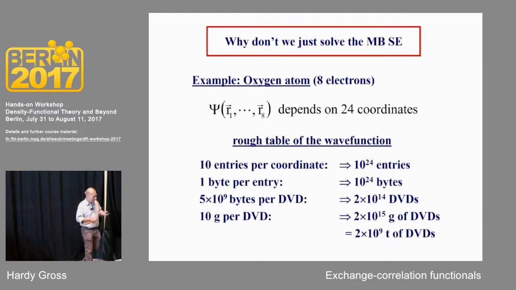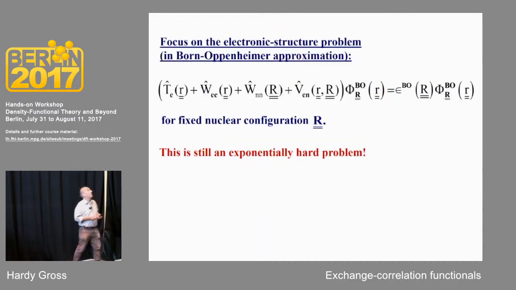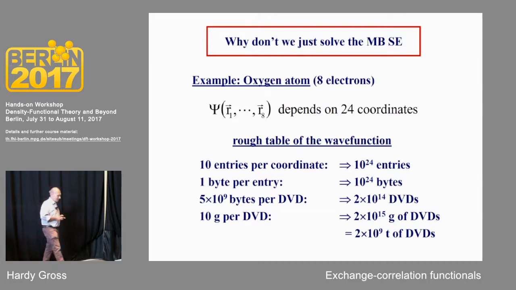Okay, so this electronic problem in Born-Oppenheimer, this alone is already exponentially hard, as everybody knows. But it's sometimes useful to remember how quickly this exponential growth catches up with you. And I've put together here a little consideration. The oxygen atom: 8 electrons, so the many-electron wave function for fixed nuclei, so we are now doing Born-Oppenheimer, depends on 24 coordinates, x, y, z for each electron.